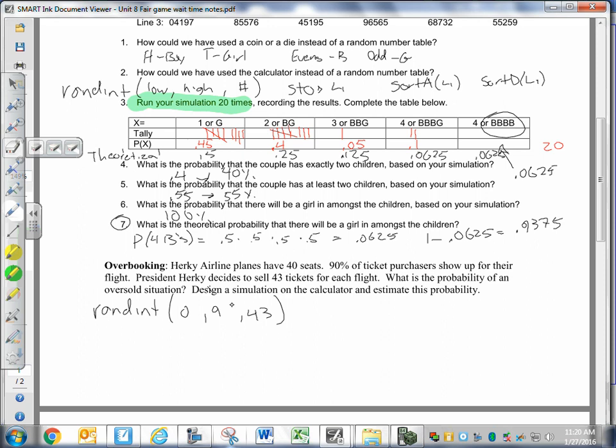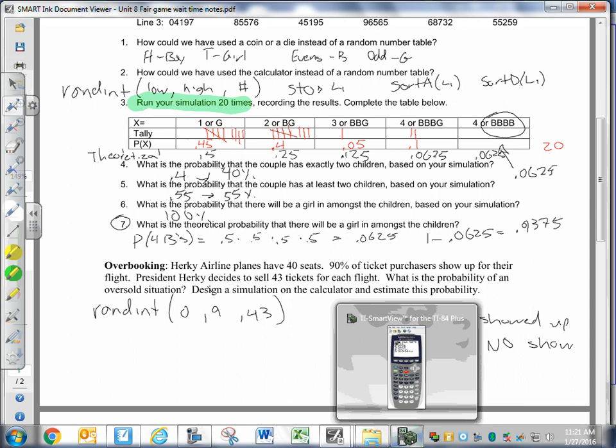This is correct, but why am I using 0 to 9? What am I looking for? Attendance. How can I designate attendance? Exactly. If I do this, I can say, hey, if I see a 0 through 8, that means that person showed up. If I see a 9, that will be a no-show. Okay? 43 tickets, each of them are either going to show up or not show up. Okay? Well, let's do it.